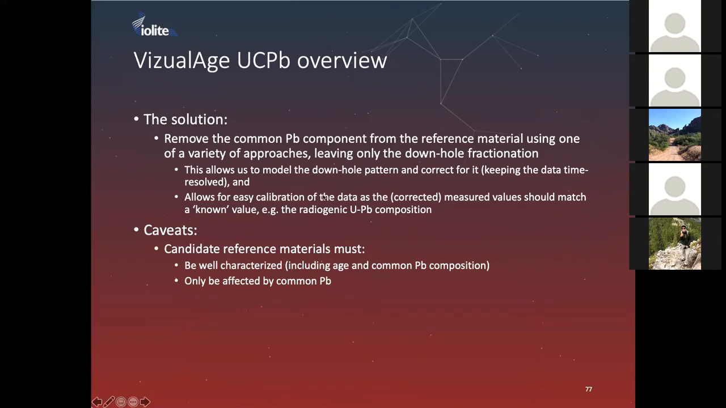And then this also allows for easy calibration of the data, as the corrected measured values will match what we know about the reference material. So the caveats may be that the candidate reference materials must be well characterized, including age and common lead composition. Now, arguably, that's true about any reference material, so it's not really a caveat. And it must only be affected by common lead.